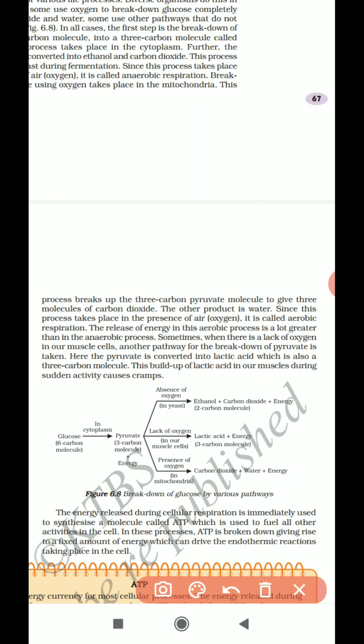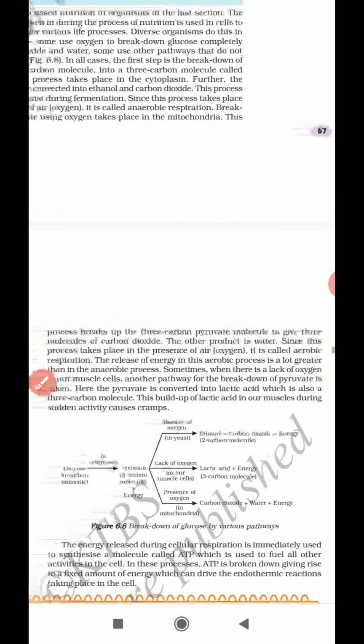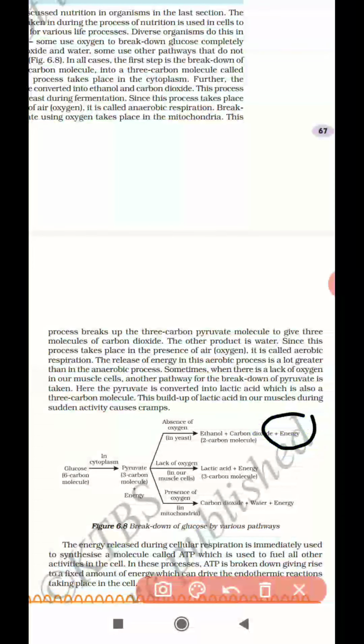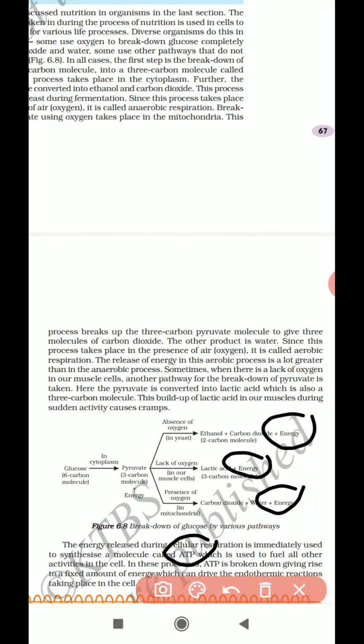And in the last case, in the human muscle cells where there will be a lack of oxygen, meaning less oxygen, then that pyruvate will be converted into lactic acid, which is a 3 carbon compound, and energy is released. So in all these various pathways, the energy which is released is used up in making a special molecule called ATP.